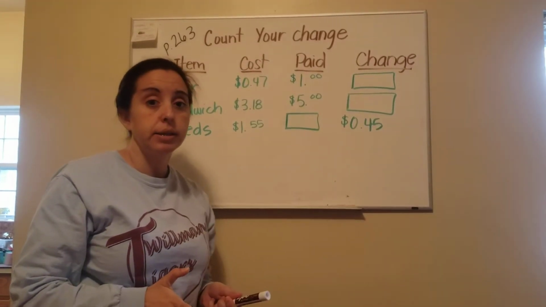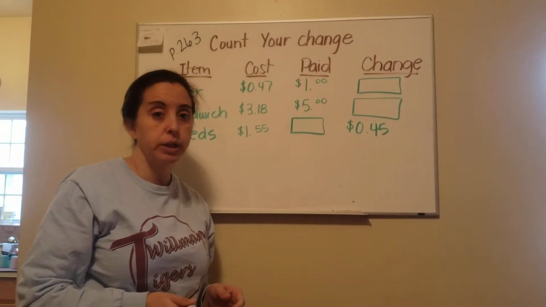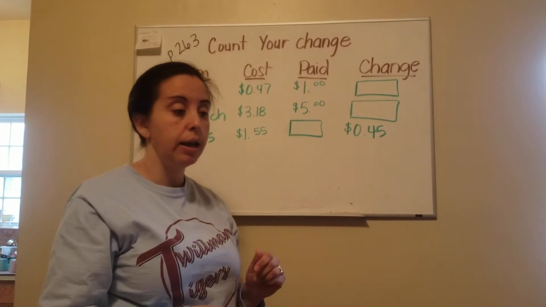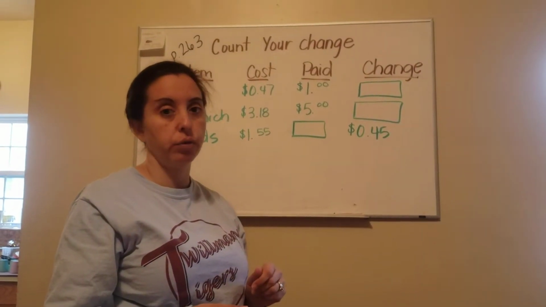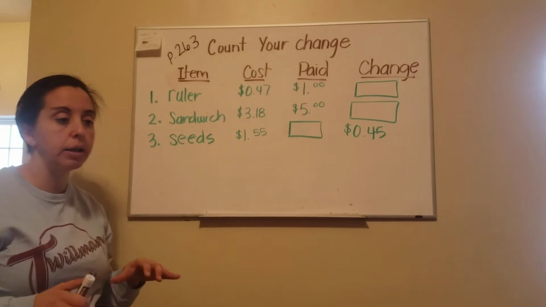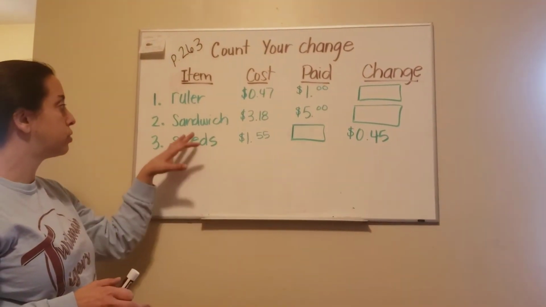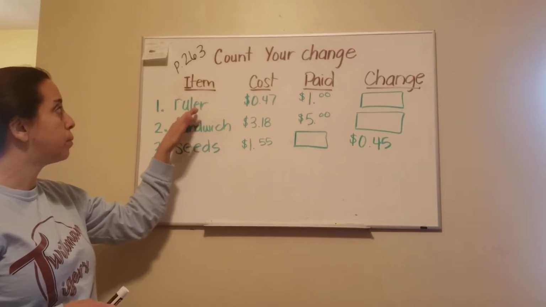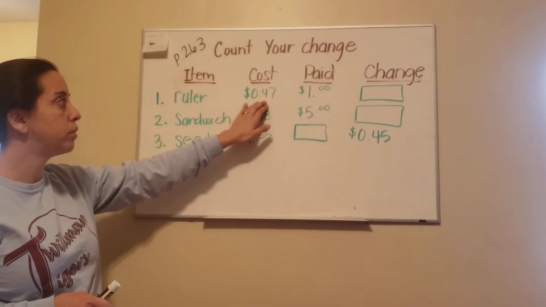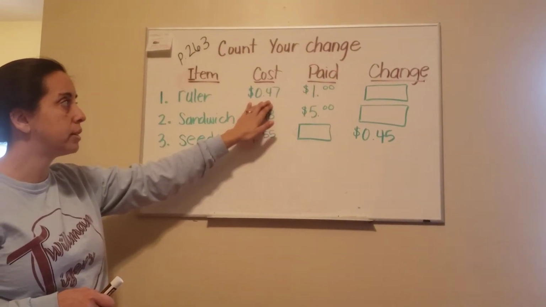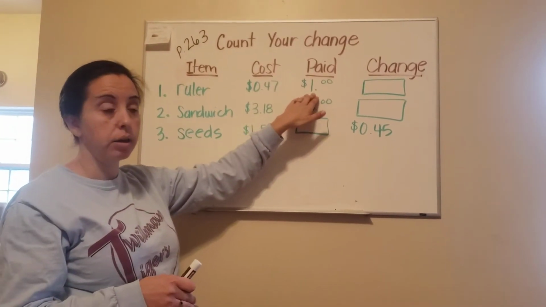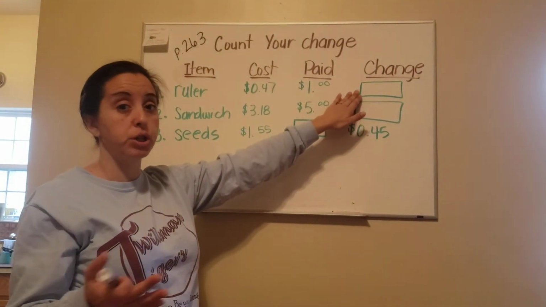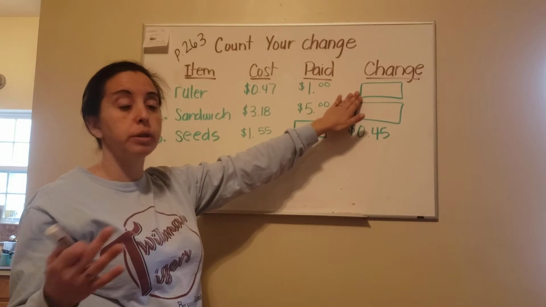All right, today's lesson is going to be on page 263 in our Pearson book, and it's Count Your Change Carefully. So at the first part, it gives you a chart, and these are just the first three problems on the chart. It says number one, ruler. The cost of the ruler is 47 cents. You paid $1, but you have to figure out how much change comes back. So this is how you do that.